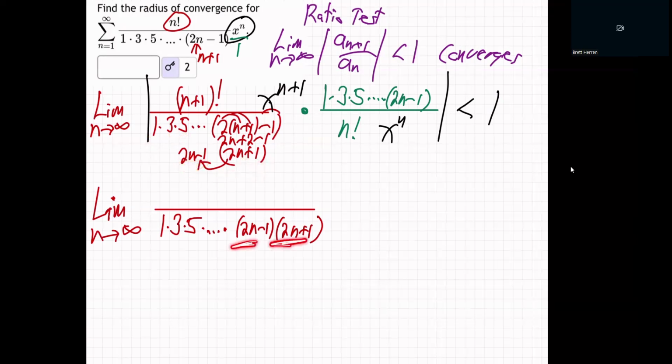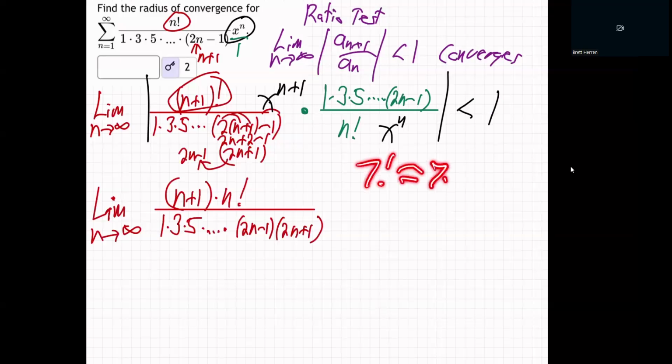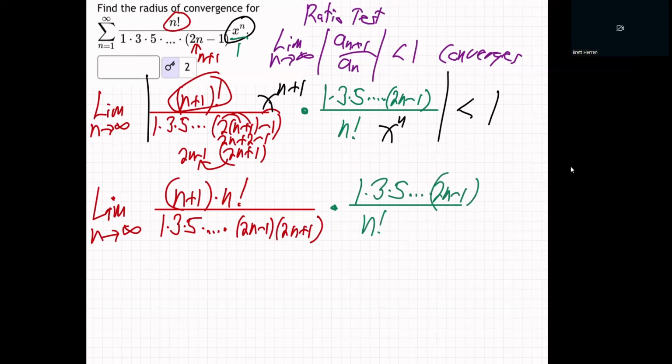I want to list them all because I want to cancel with that part on the top. What about the top here? n plus 1 factorial. Do you realize that's n plus 1 times n factorial? That's like taking 7 factorial and saying that's 7 times 6 factorial. You can just go down by 1 and hit the factorial. Why am I doing that? I want this to cancel with that on the bottom. See the game plan? Got some cancellations in mind. So let's clean it up. What do we have on the top? 1, 3, 5, and so on, up to 2n minus 1, over n factorial.